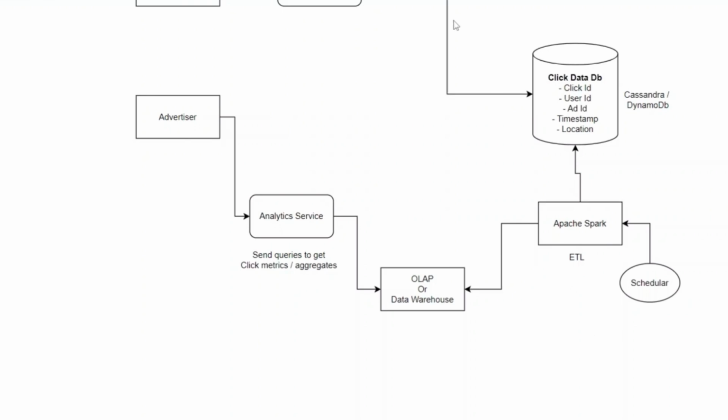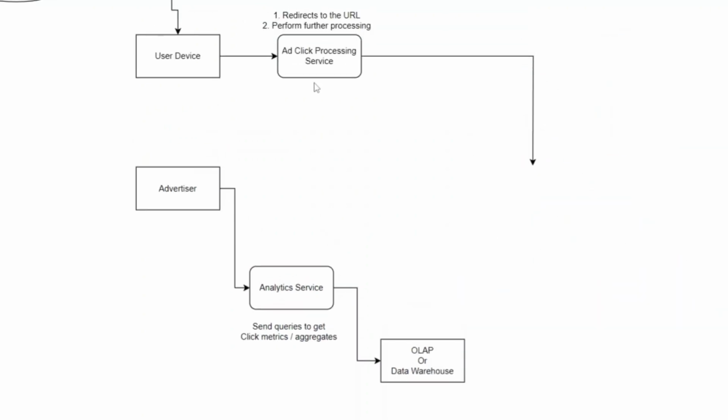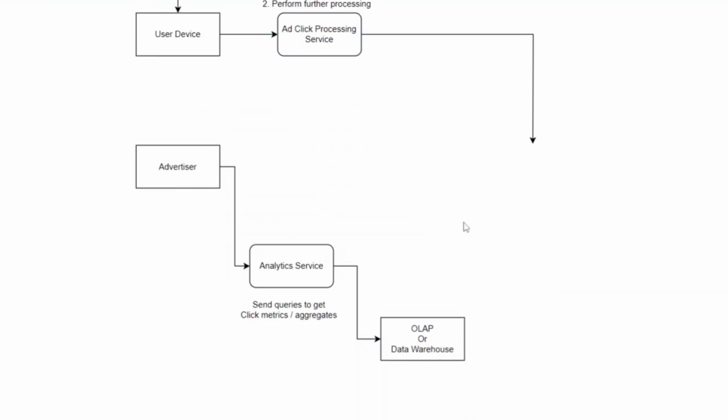For that, let us remove this database, Apache Spark, and the scheduler as well. So what will it do? From this Ad Click processing service, our data will directly come into a messaging queue. So let's say here is a messaging queue. What message queue would we use? Let's use Kafka. Let's say it's a message queue.